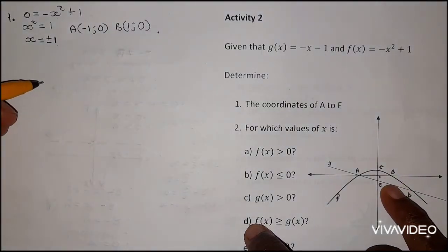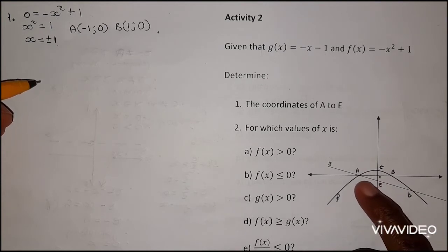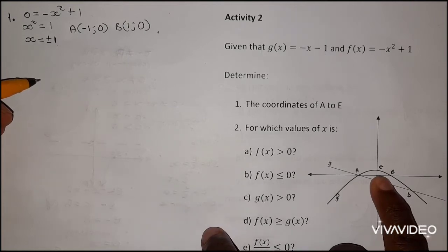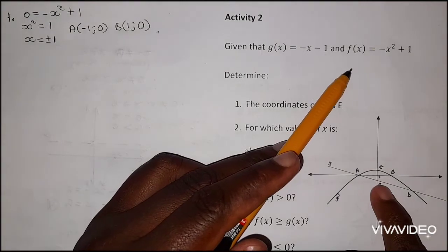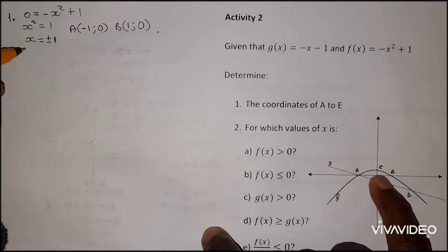Remember, they are the x-intercepts, and that was A and B, and then point C. Point C is our maximum for the parabola, and it is the y-intercept, right? For the y-intercept, x is equal to 0.